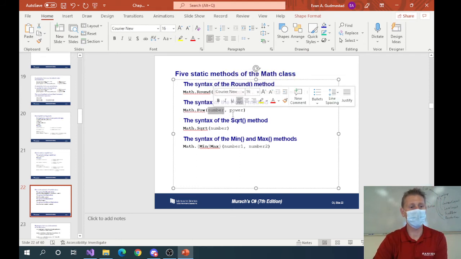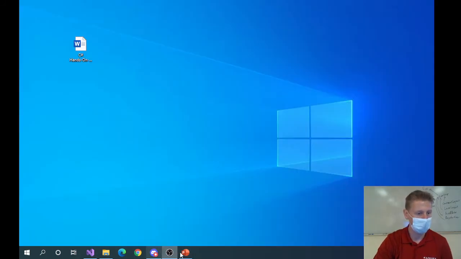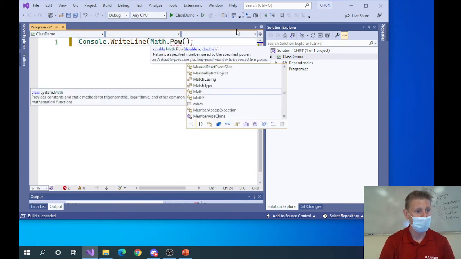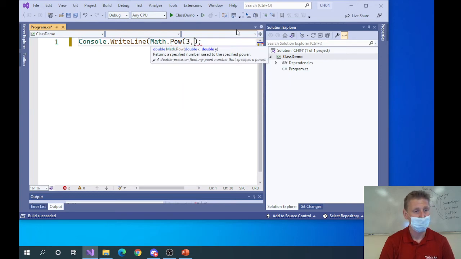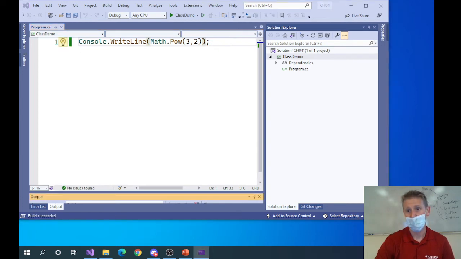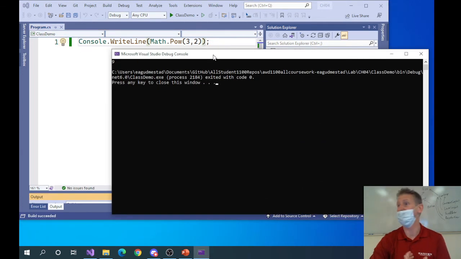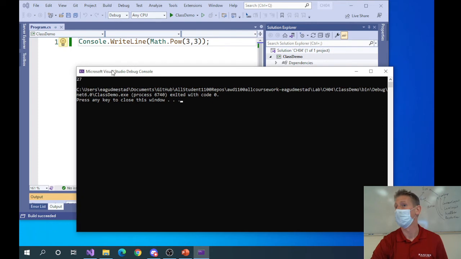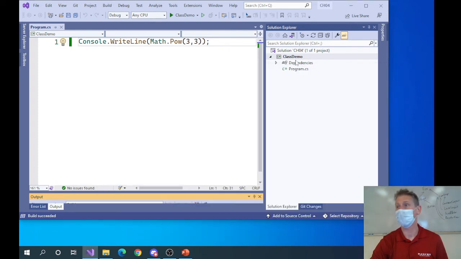Math.Pow is, let's take 2 to the third power, right? So if I want to take 2 to the third power, I would use Math.Pow. I would take a number to a power. So let's take 3 to the second power. 3 to the second power is 3 times 3, which is 9. Let's take 3 to the third power. 27. So on and so forth. So 3 times 3 times 3, right?